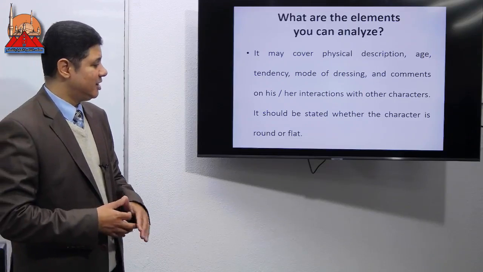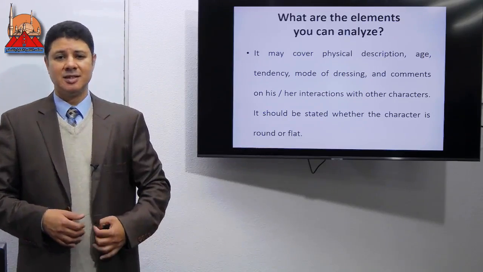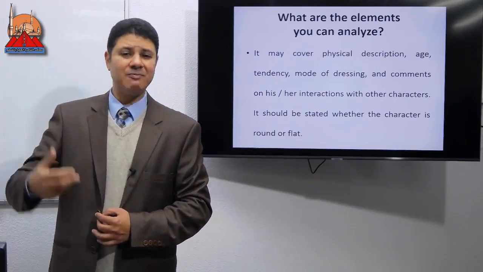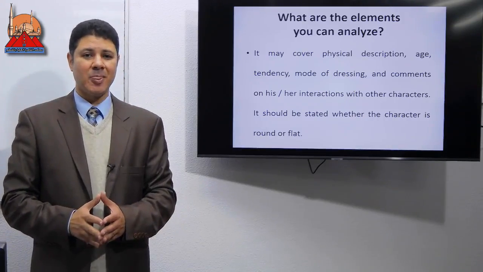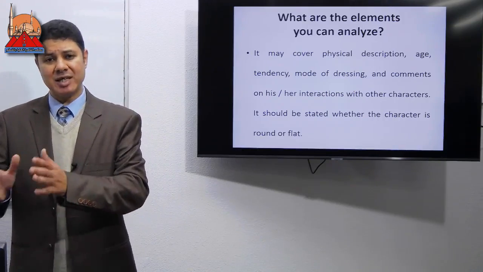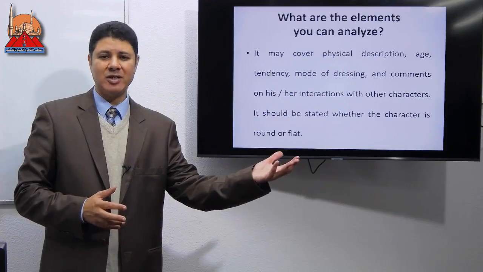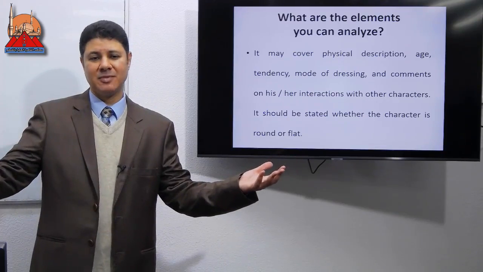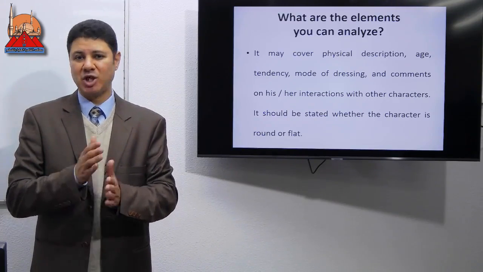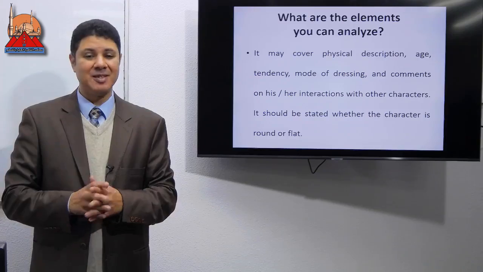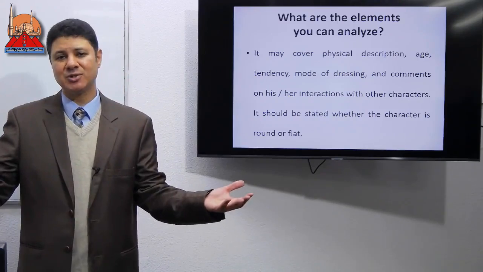And again, we need to understand, is this character round or flat? Do you remember when we talked about round and flat characters? When we started defining characters? A round character is a character who develops. He ends in a way that is different from the way he started. But the flat character, he doesn't change. He doesn't develop. He ends the play in the same way he started with.